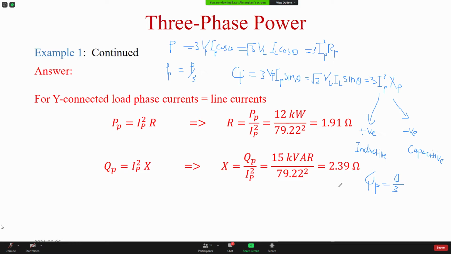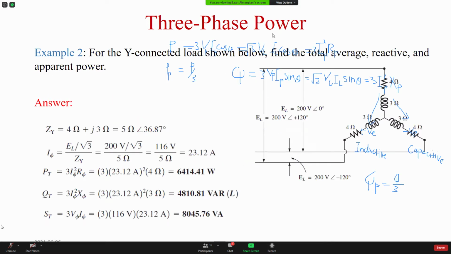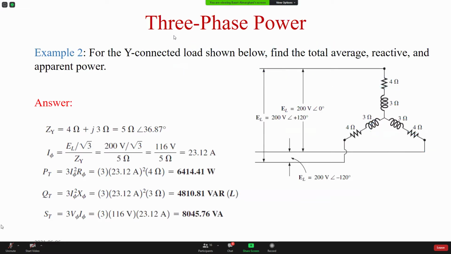Again, another topic that you would need to practice. Okay, another topic you need to practice. Now here's an exercise or example. This is a Y-connected load. They said find the average power P, reactive power Q, apparent power S.